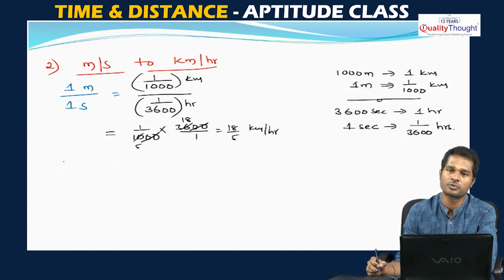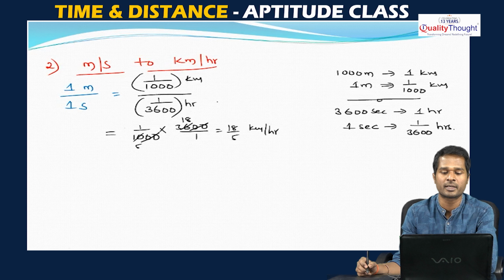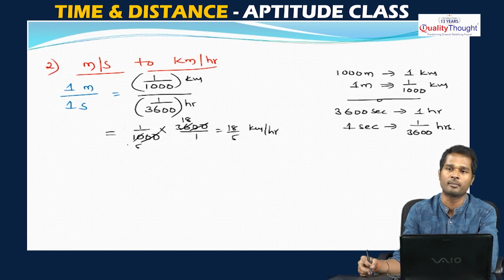Now what we understood from this: to convert any speed from meters per second to kilometers per hour, multiply the given speed with 18 by 5.